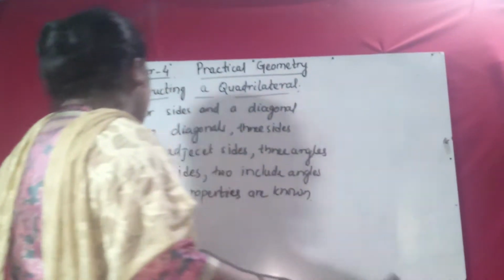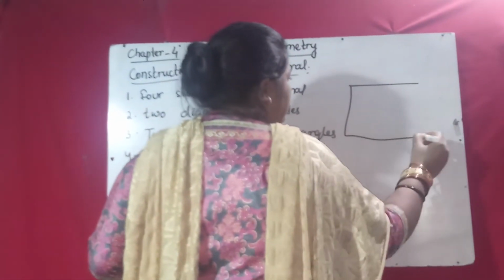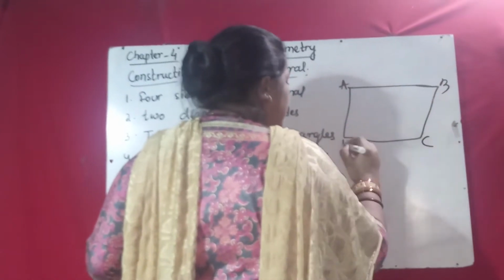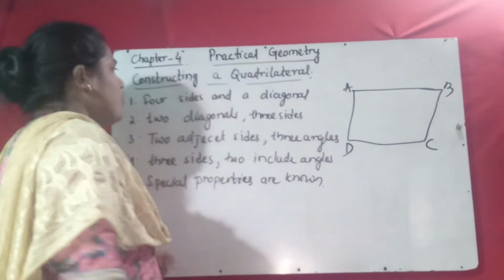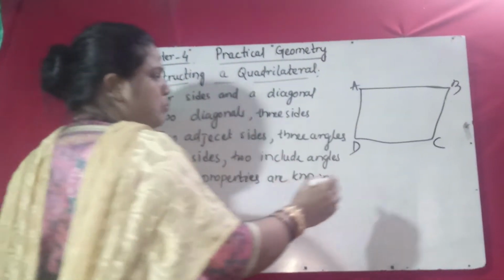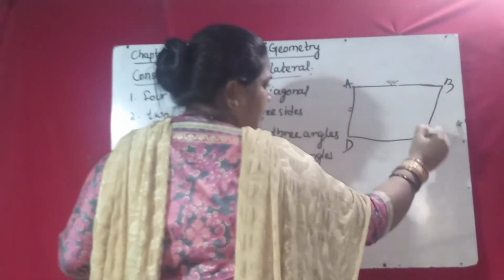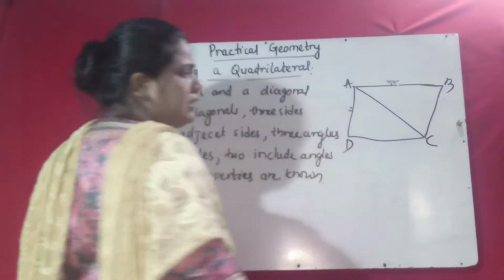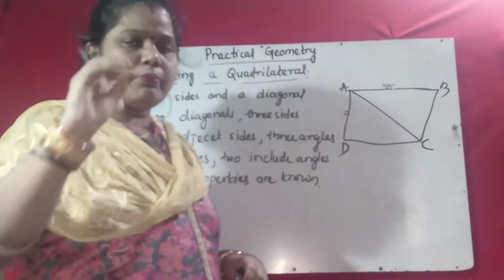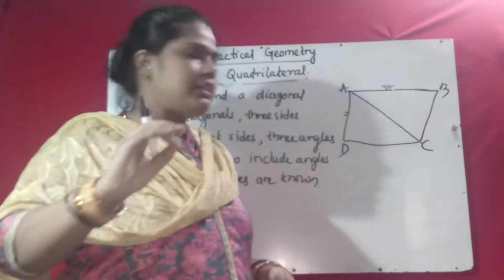The first is, if it is one quadrilateral, it can be any type of quadrilateral. Suppose A, B, C, D is a quadrilateral, and the lengths of the 4 sides and a diagonal are given. Suppose these 4 side lengths are given with one diagonal, only one diagonal length, then we can draw the quadrilateral. So minimum 5 pieces of information are needed to construct a quadrilateral.